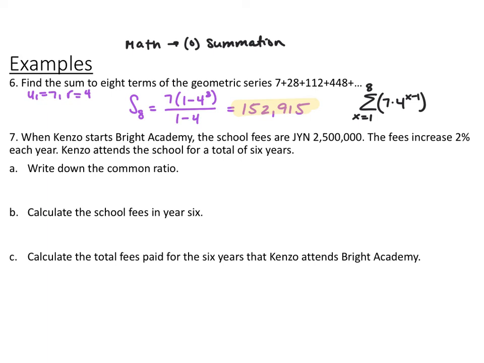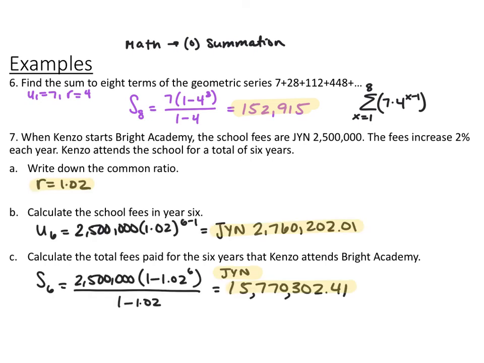Next one says, when Kenzo starts Bright Academy, the school fees are Japanese yen 2,500,000. The fees increase 2% each year. Kenzo attends school for a total of 6 years. So we want to find the common ratio, the school fees in year 6, and the total fees that he pays for the whole time that he's at Bright Academy. So go ahead and pause the video and try this example.